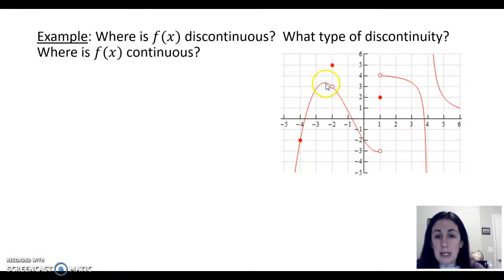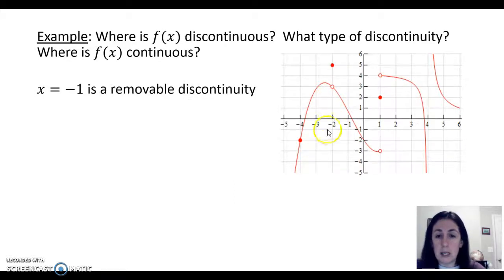We'll notice this limit exists, right? The limit from the left equals the limit from the right. The issue is the function evaluation doesn't match. So we would say x equals -2 is a removable discontinuity. It looks like I removed that point.